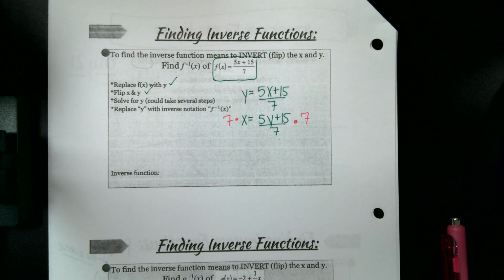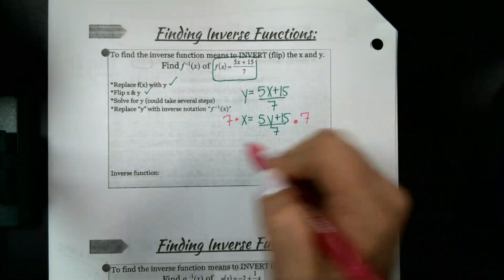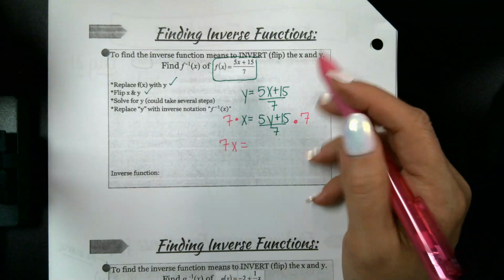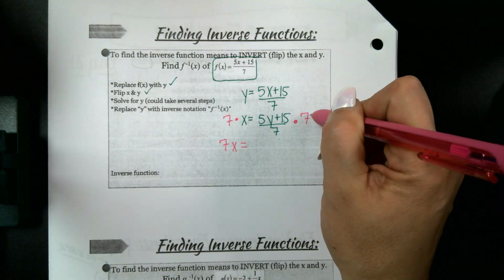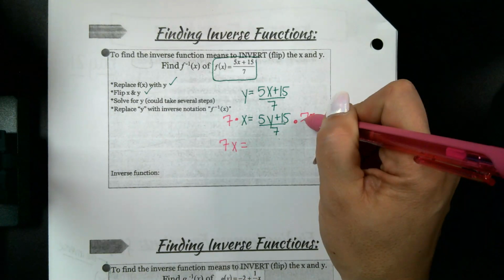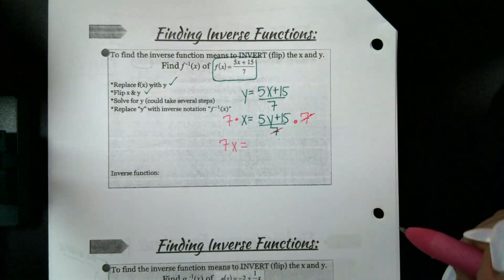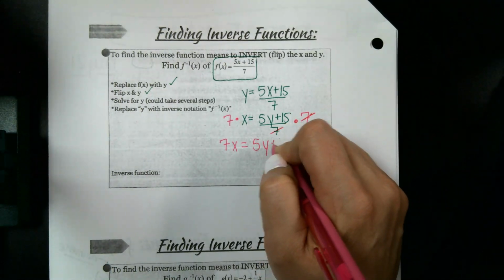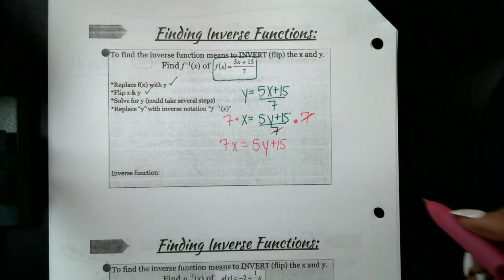And when you multiply the left side by 7, you just have 7x. So 7x equals... Now look at the right side. This 7 here, you might want to watch. This 7 cancels out the denominator. So on the right side, you just have 5y plus 15.